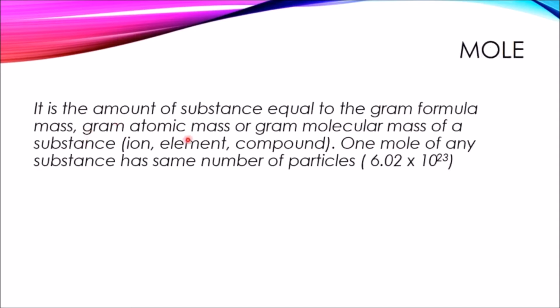What is mole? Mole is the amount of substance equal to the gram formula mass, gram atomic mass, or gram molecular mass of a substance. For any substance, when we take gram formula mass, gram atomic mass or gram molecular mass, they are equal to 1 mole of that substance. Okay, so let's suppose I calculated the mass of H2O earlier, it was 18 grams. So 18 grams of H2O is equal to 1 mole of H2O. And 1 mole of any substance always has the same number of particles, which is 6.02 × 10^23. Let's look into detail.